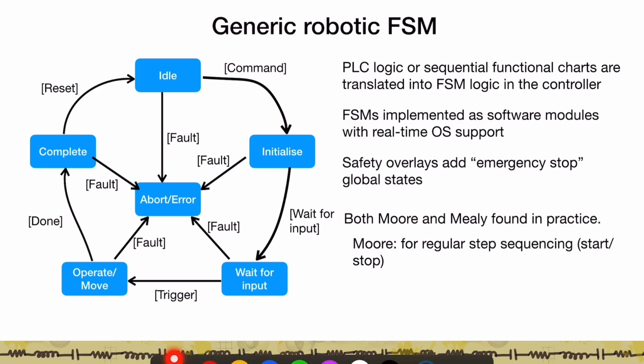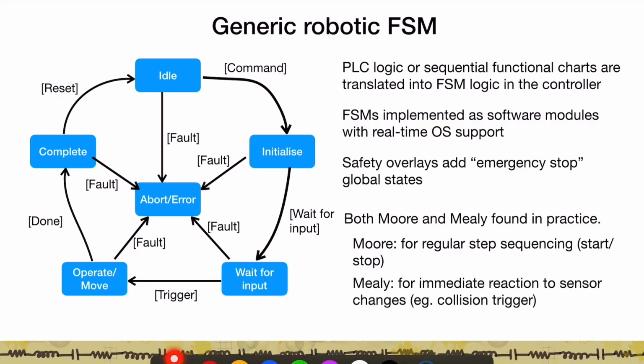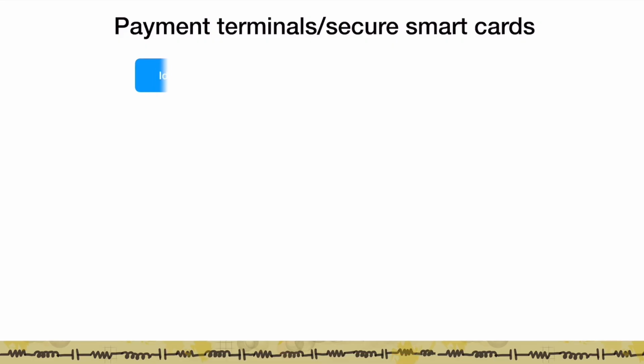So a Moore would typically be for step sequencing. If you're predictable, if you know exactly what the flow is, then the Moore would be better. And for collision kind of triggers, etc., you want to use Mealy because you want an immediate reaction to the sensor input. Let's look at another example.